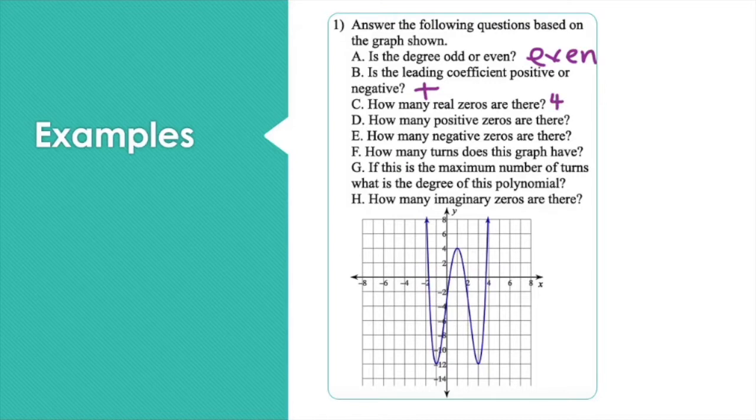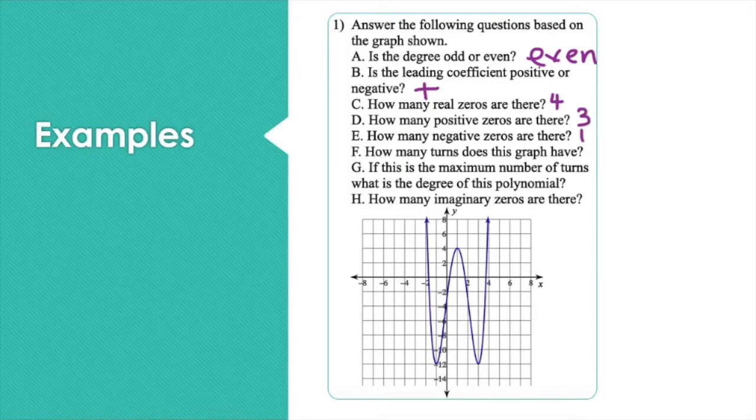How many positive zeros are there? Those positives are on this side of the x-axis, and if you notice, there are 1, 2, 3. The negative side is over here, and there's only 1. So I've just answered 2 questions: there are 3 positives and 1 negative.